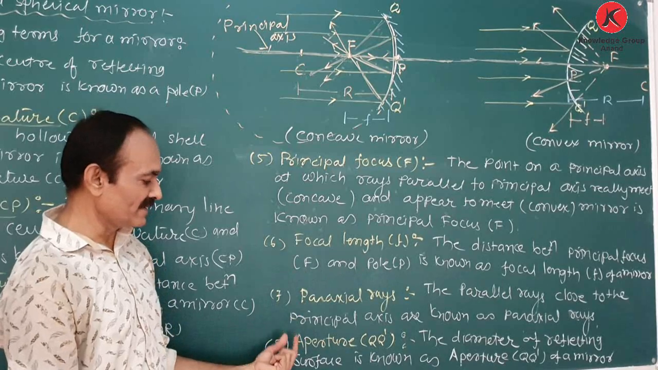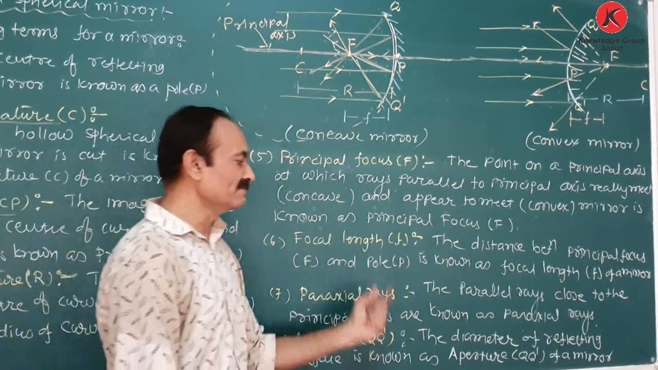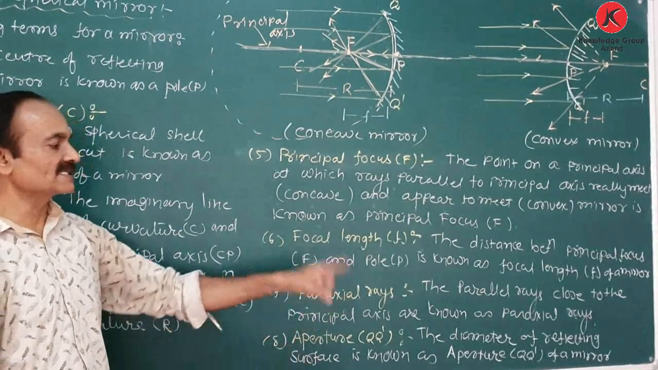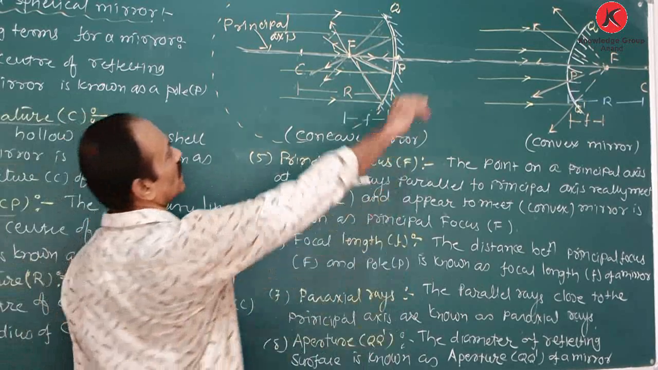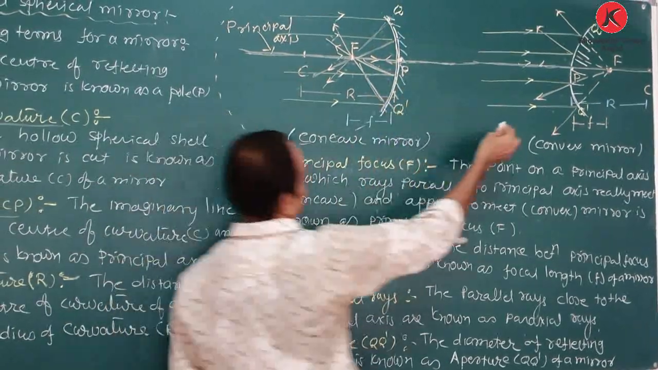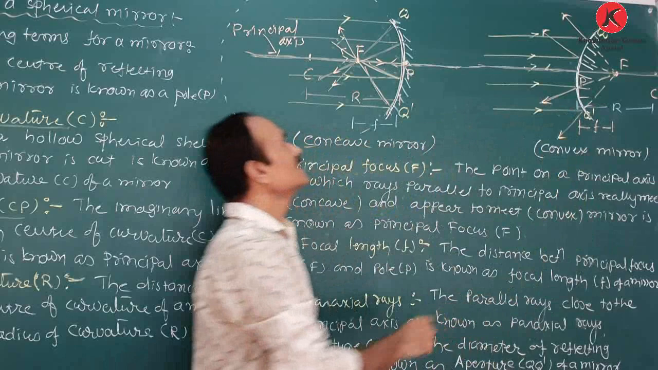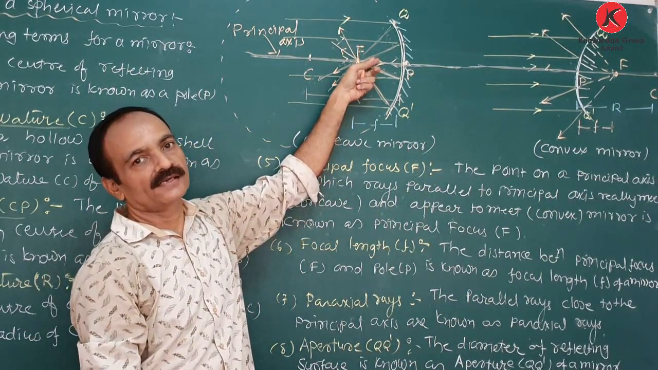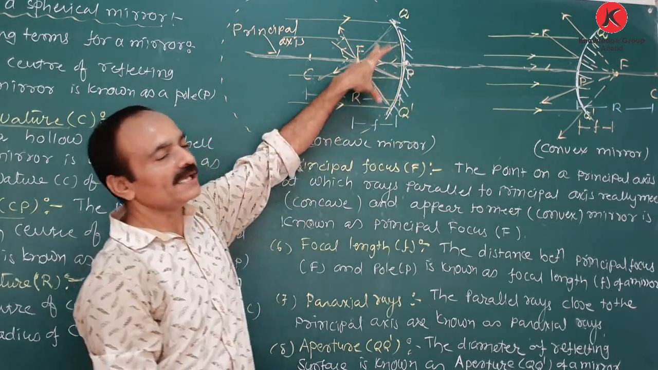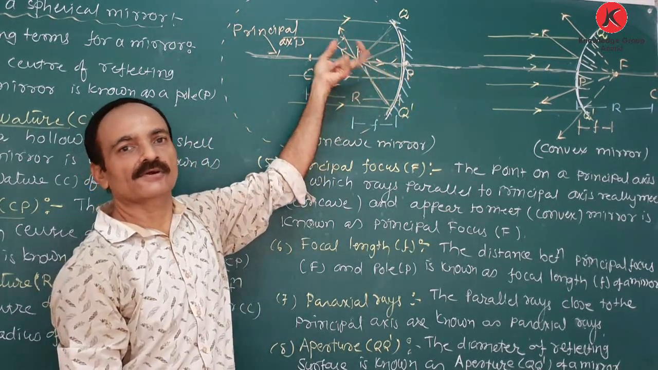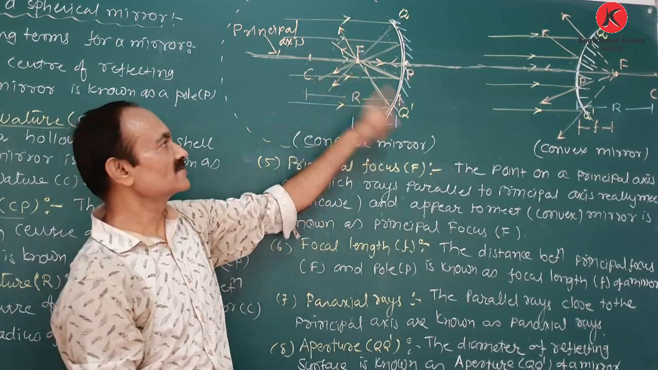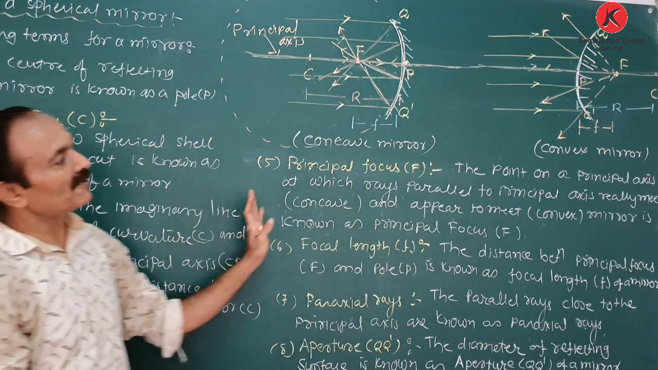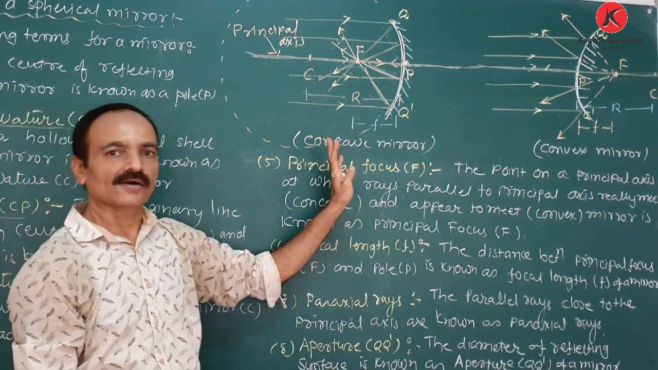And after that, the last terminology is the aperture of the mirror. The diameter of the reflecting spherical surface is known as the aperture. This diameter of the reflecting surface is known as the aperture of a mirror, because this surface is the only part helpful to get the reflection, or to get the image of an object. So that is known as the aperture. These 8 terms are very important to understand our imaging theory. Okay.